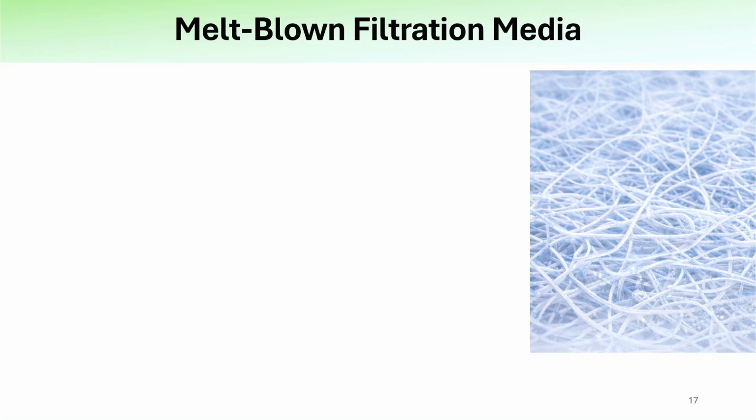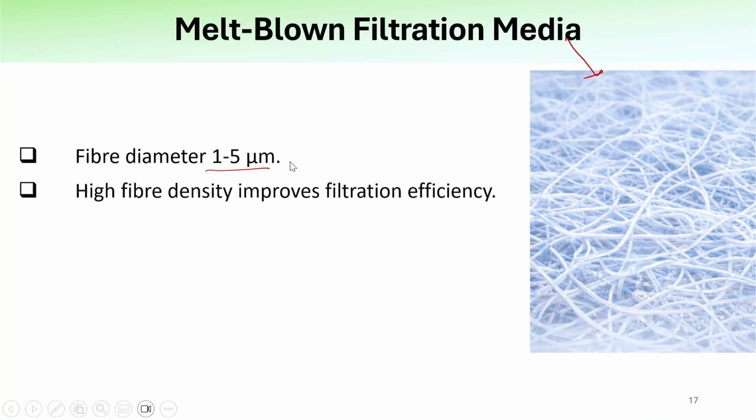Now, the technology we use, melt blown technology, generates very fine fiber, and that melt blown nonwoven is widely used for air filtration. Fiber diameter, you can see, is 1 to 5 micron, very fine diameter fibers, and the fibers can be aligned in a very closed, compact manner, which reduces the pore size and improves the filtration efficiency.